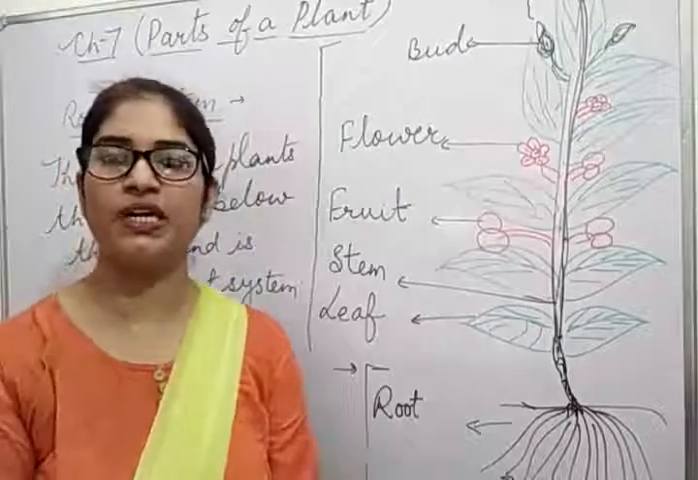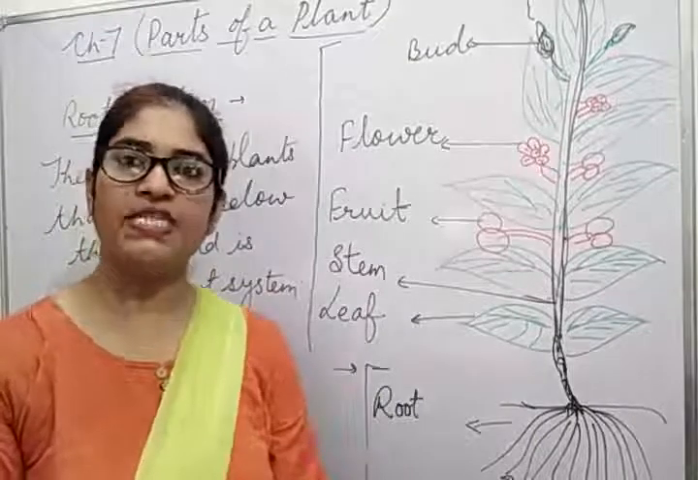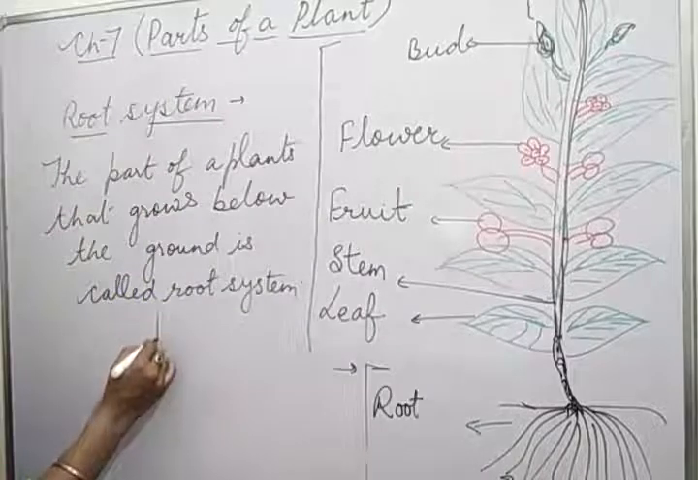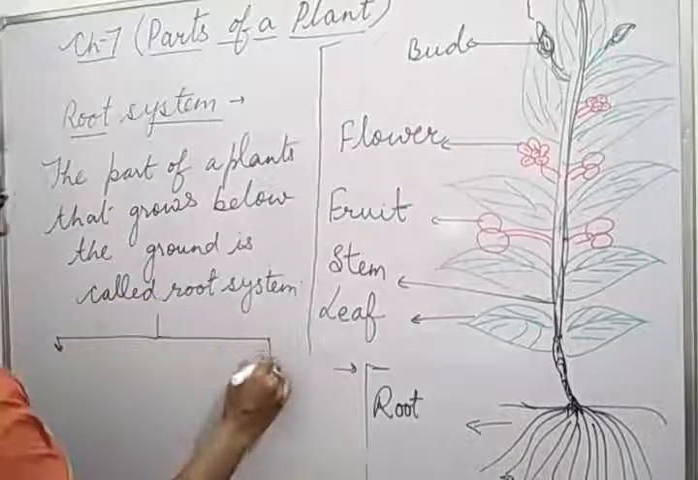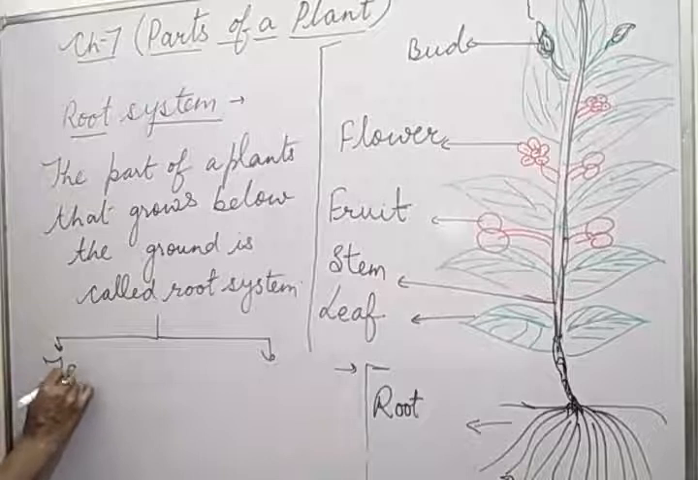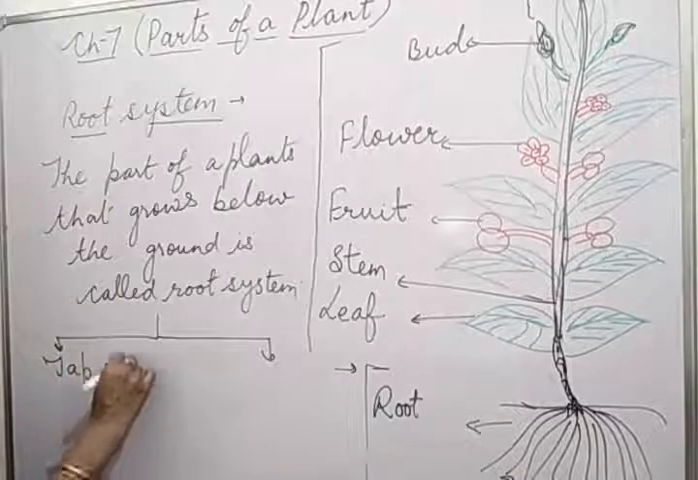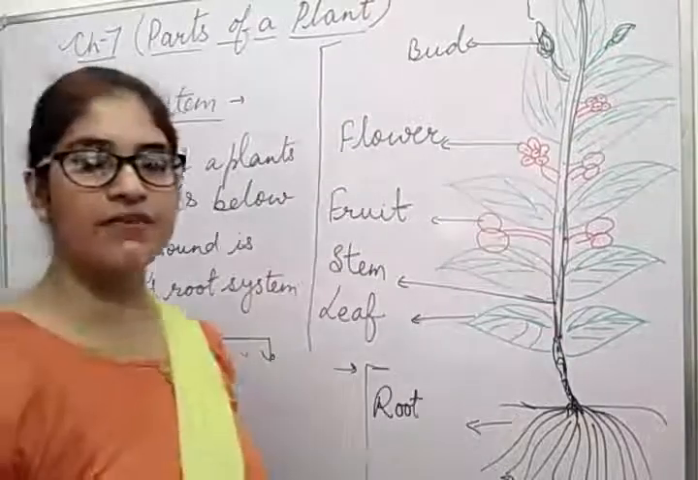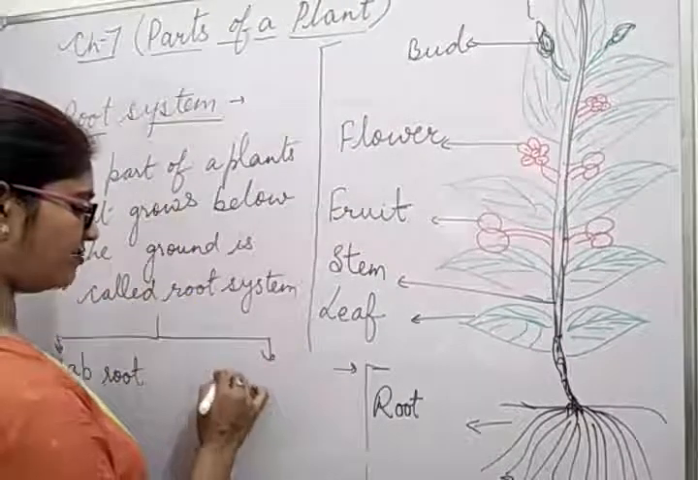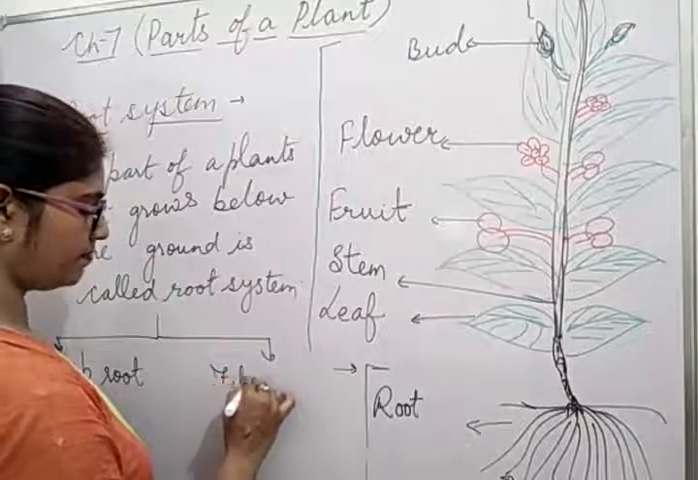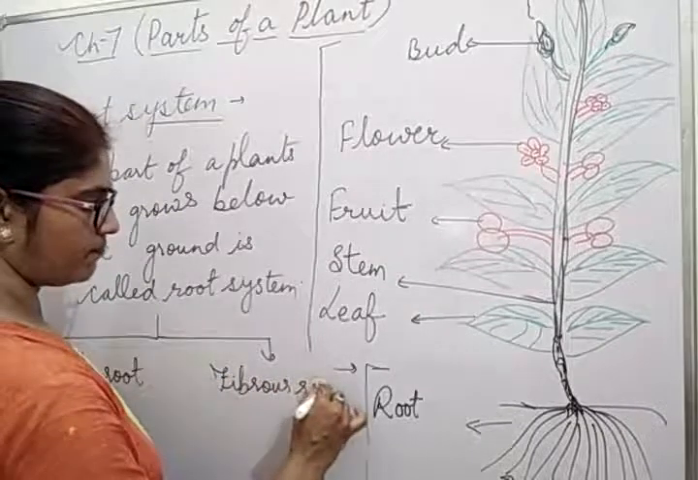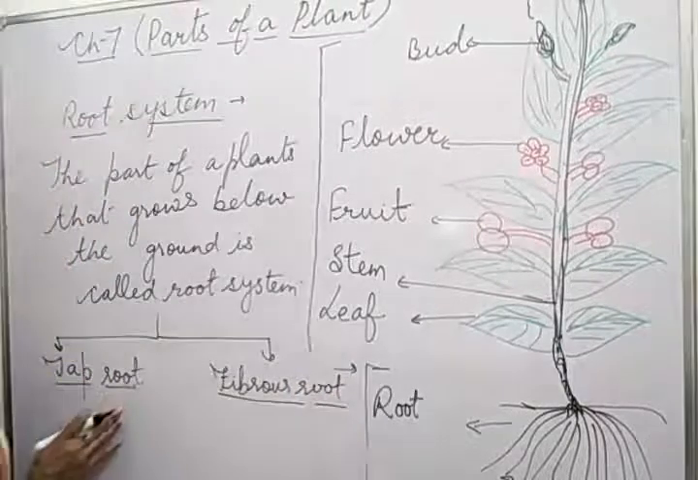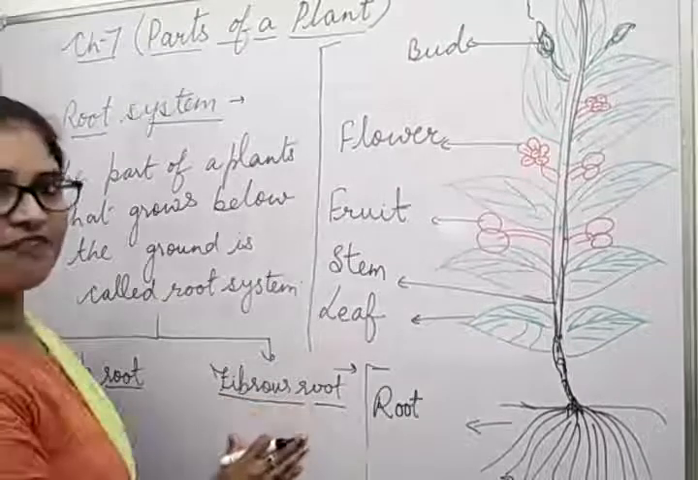Roots can be divided into two types. The first type is taproot and the second type is fibrous root. Now what do you mean by taproot and what do you mean by fibrous root?